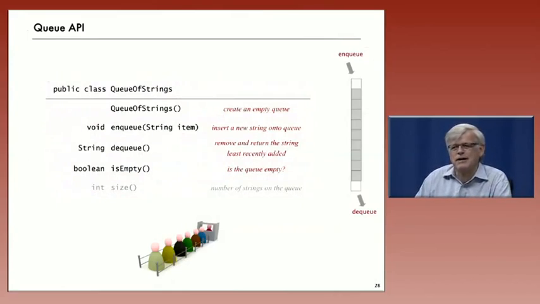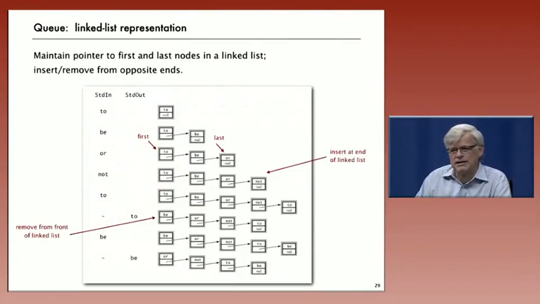For enqueue, we add an item, say, at the end of the queue, and for dequeue, we remove an item from the beginning. It's as if you're waiting in line to buy a ticket. When you enqueue, you go at the end, and the one that's been in there the longest is the one that comes off. So let's look at how we implement those, first using linked lists and then arrays.